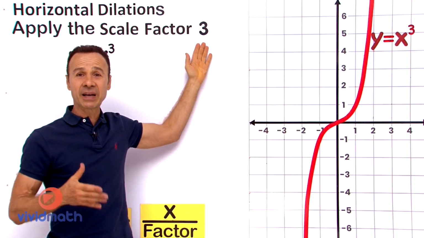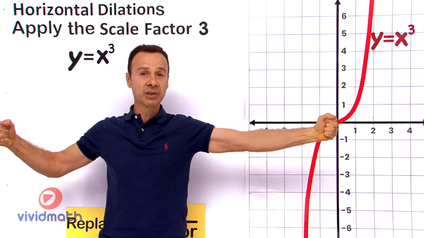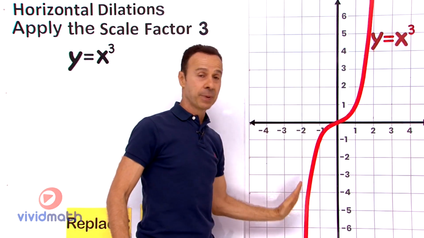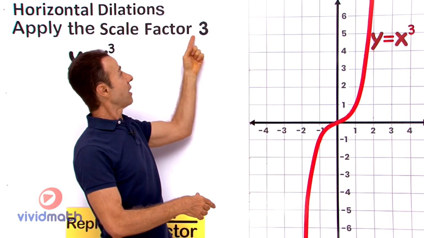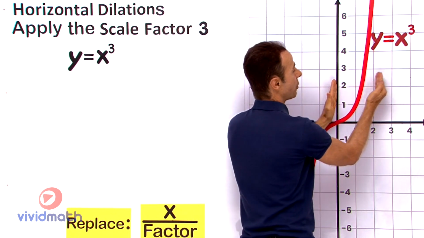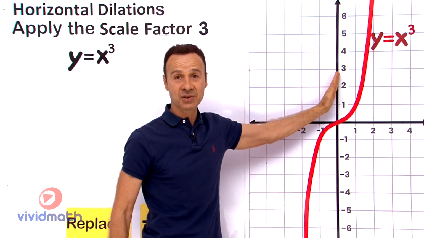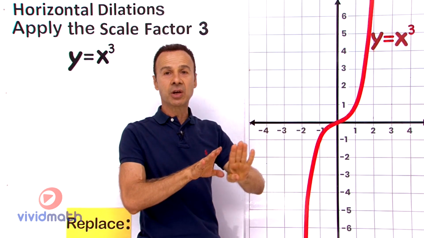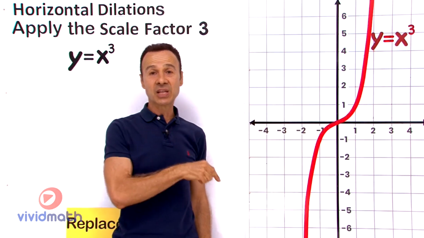Now, what does that scale factor actually mean? It means that it's going to be 3 times as wide horizontally from left to right than the original parent function, which is y equals x cubed. So I imagine with a scale factor of 3, if this is here, it's going to be pushed out 3 times as wide as this is from the original y-axis. So if it goes out this way here, it's going to go this way out there. So you can imagine this being pushed out and becoming wider horizontally. That's what's about to happen.